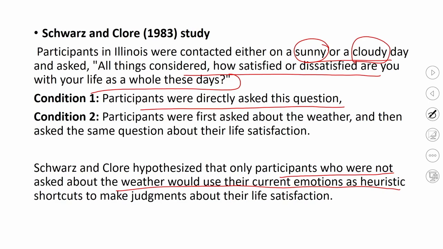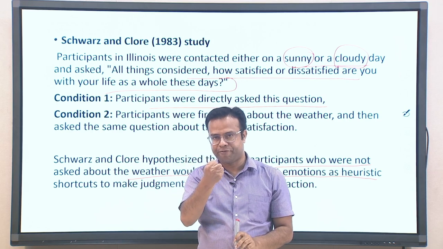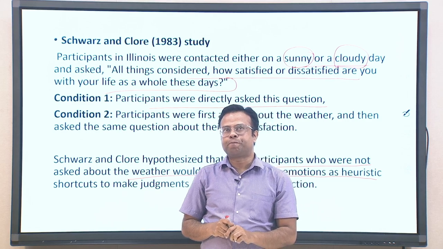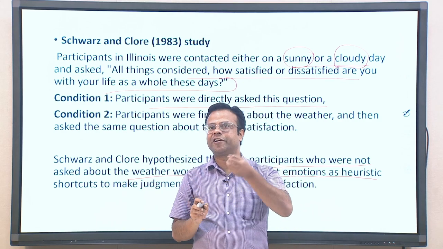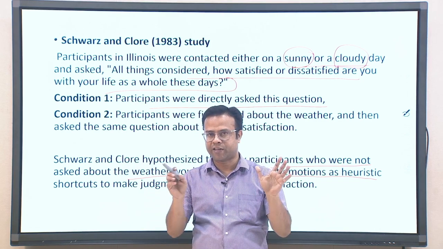The condition 1 participants will make their judgment based on the weather, or whatever emotions they have because of the weather condition, simply because they were not aware that their emotion is generated because of a sunny day or a gloomy day, you know. So, that was their hypothesis.